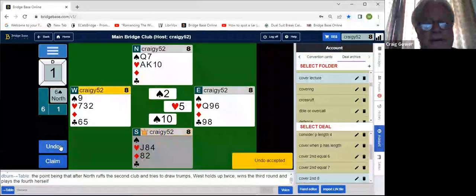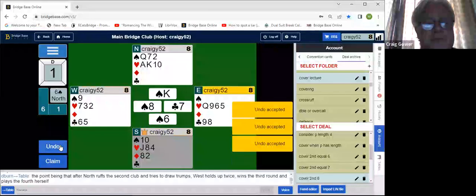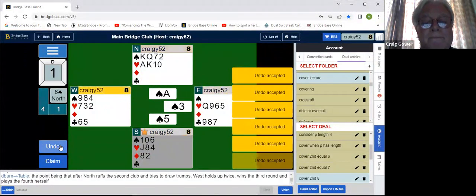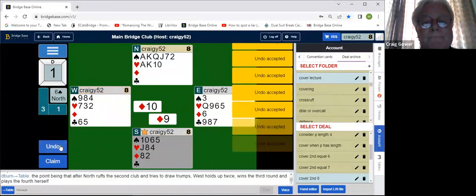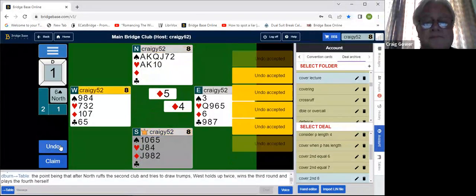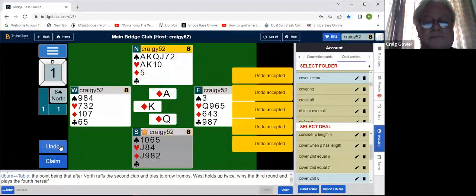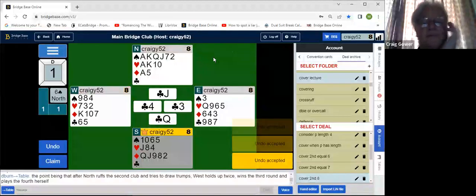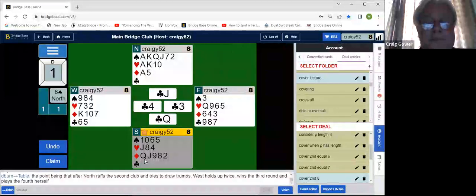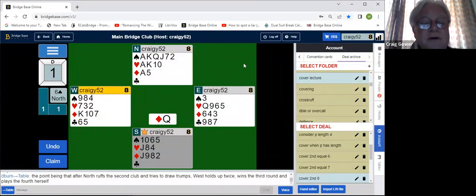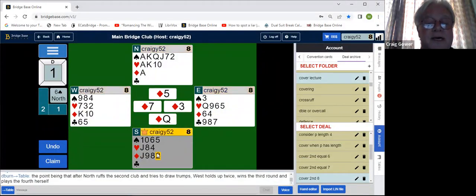So let's rewind. Right, so when the queen is led, we stick to the advice: if there's two equal honors, don't cover the first one. So we play low. We don't know what's going to happen. But look what does happen now.